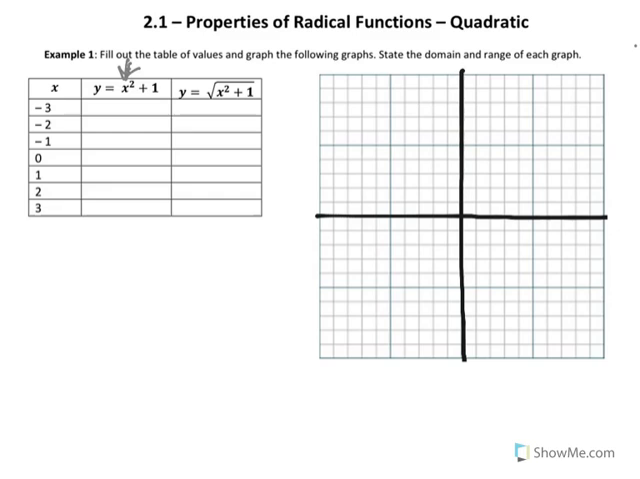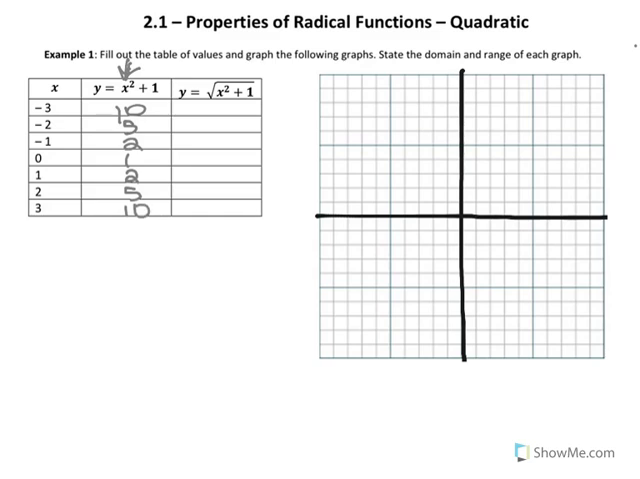-3 squared is 9, plus 1 is 10. -2 squared is 4, plus 1 is 5. -1 squared is 1, plus 1 is 2. 0 squared is 0, plus 1 is 1, and then we're going to repeat ourselves.